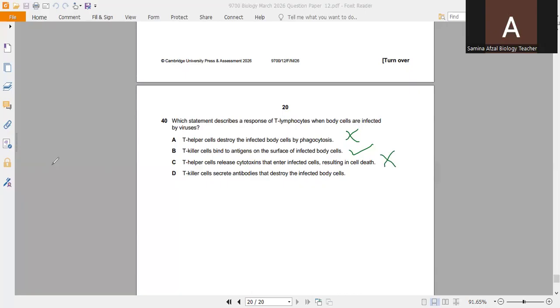So D is also incorrect. T killer cells secrete antibodies that destroy the infected body cells. Antibodies are secreted by plasma cells, which develop from B lymphocytes, not T lymphocytes. So again, this is not correct. So only B is the correct option. So it was all about this paper.